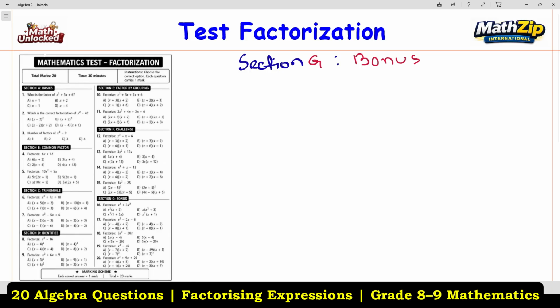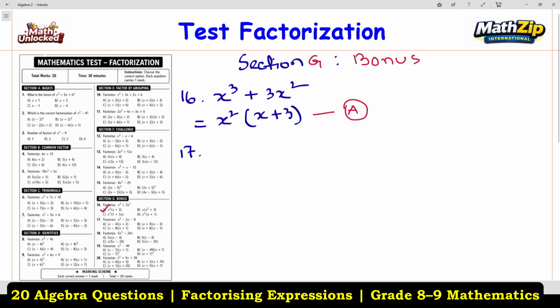Section G, it's a bonus option. Number 16, x cube plus 3x square. So from here we can take common x square. So here will be x plus 3. So which one is the same thing? It's number A. Here is x square times x plus 3. So we can say this one is number A.